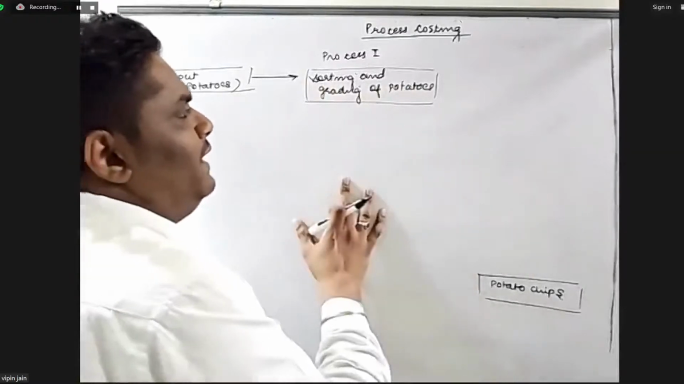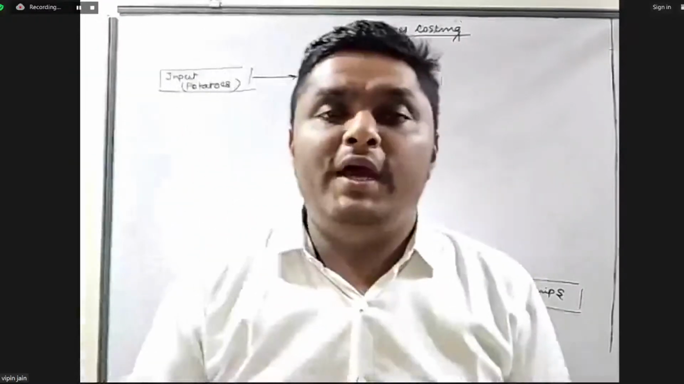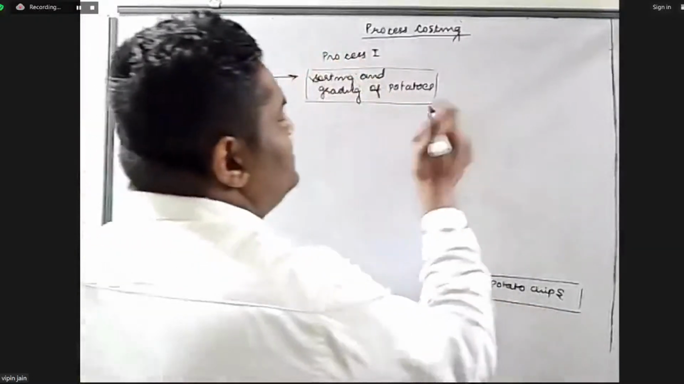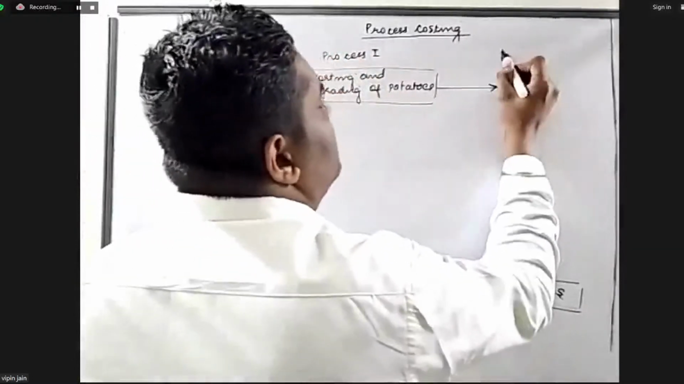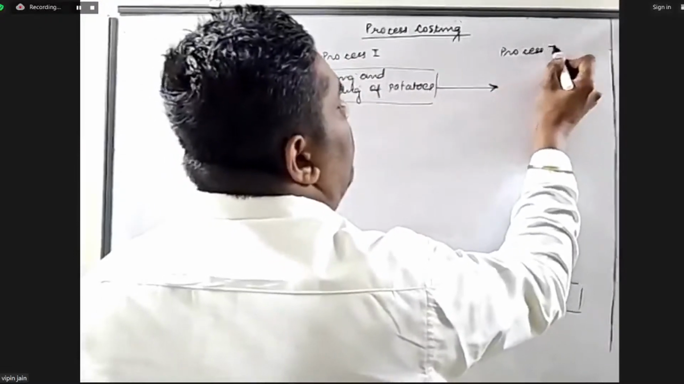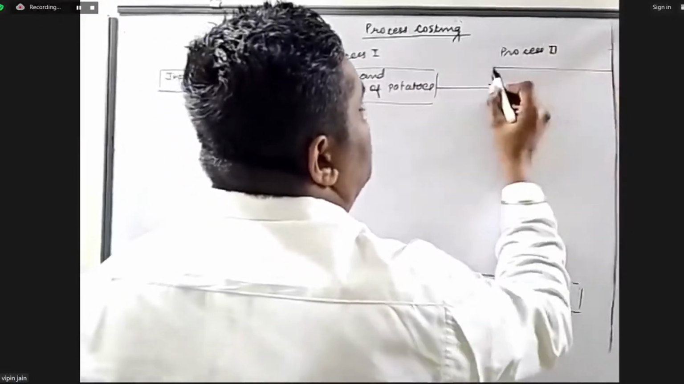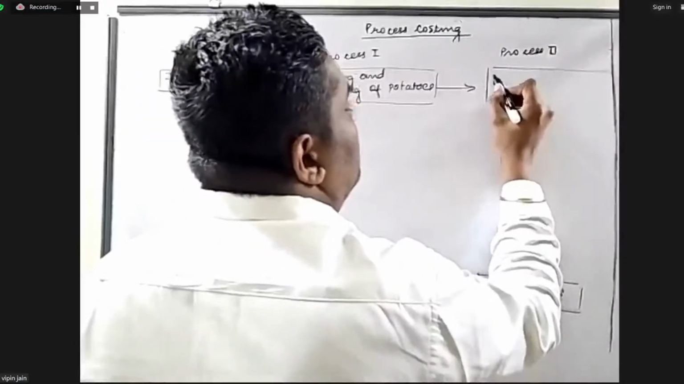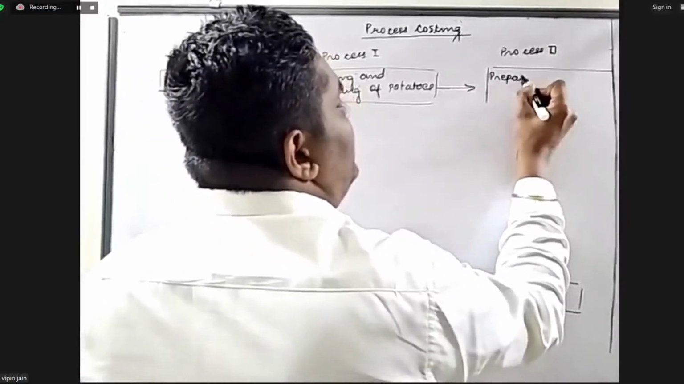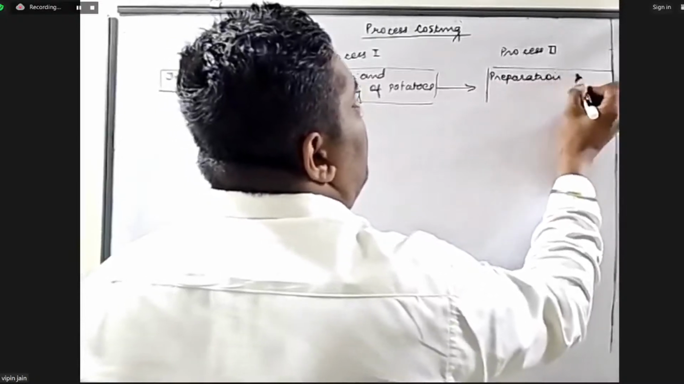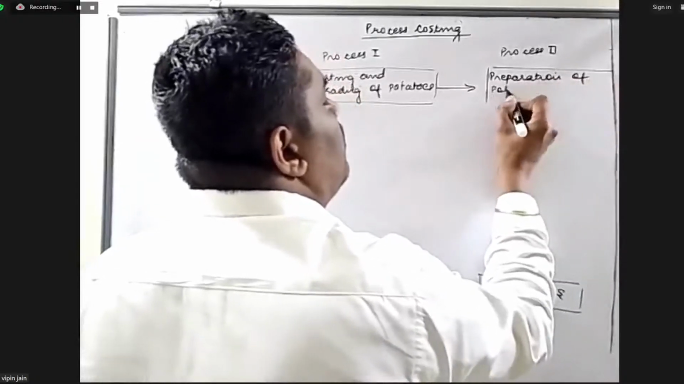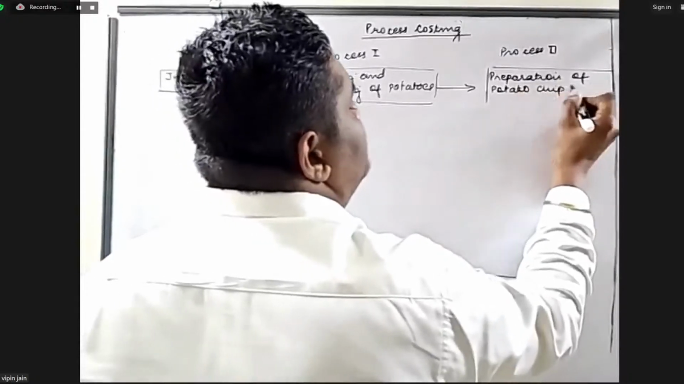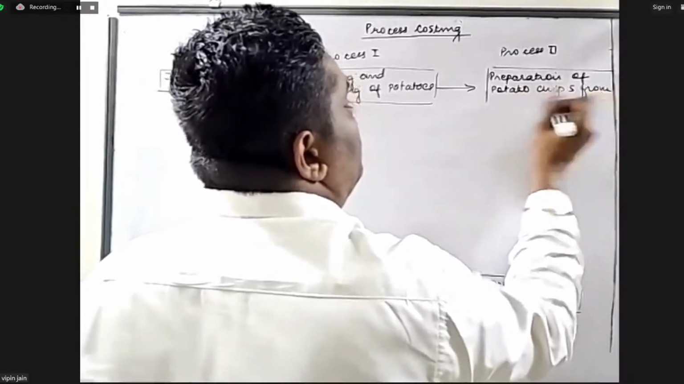Now, after sorting and grading, we do prepare potato chips from potatoes. So let's say the output of process first is transferred to the next process. That is what? Preparation of potato chips from potatoes.